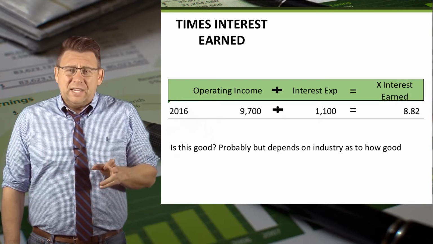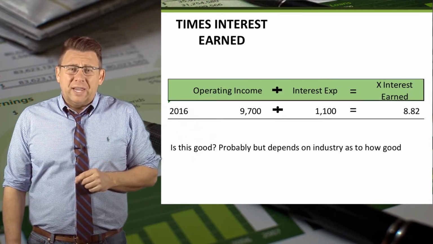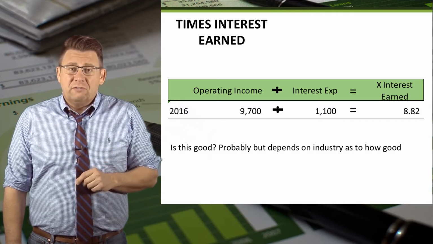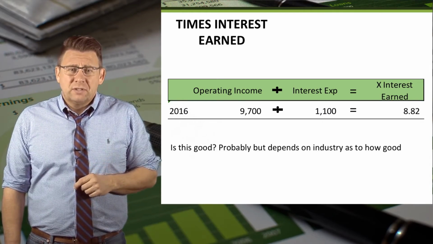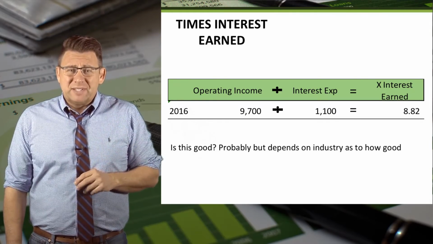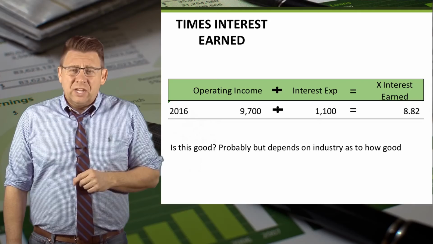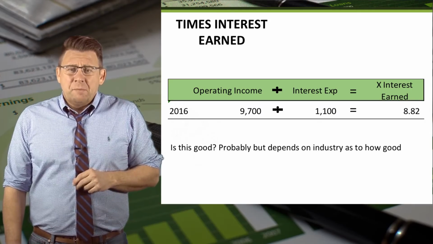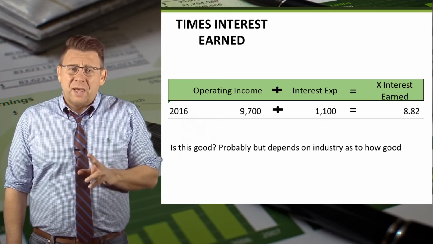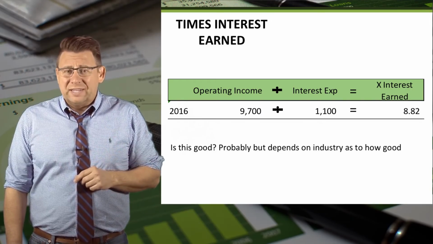For 2016, operating income divided by interest expense gives us times interest earned of 8.82 times. This result is probably good because the company's operating income is significantly higher than the interest expense claims. But it does depend a little bit on the industry and the company's philosophy regarding debt financing.